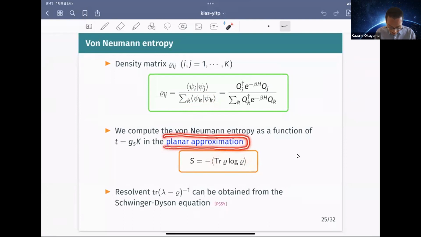Following the paper by PSSY, we compute this von Neumann entropy in the planar approximation. And this computation of this entropy is basically completely parallel to the original paper by PSSY. As they did in their paper, we introduced the resolvent of the density matrix, which satisfies the Schwinger-Dyson equation. Solving this Schwinger-Dyson equation, we can compute the resolvent of the density matrix, and from this resolvent, we can extract the eigenvalue distribution of this density matrix. Then, plugging this distribution, we can compute the von Neumann entropy.